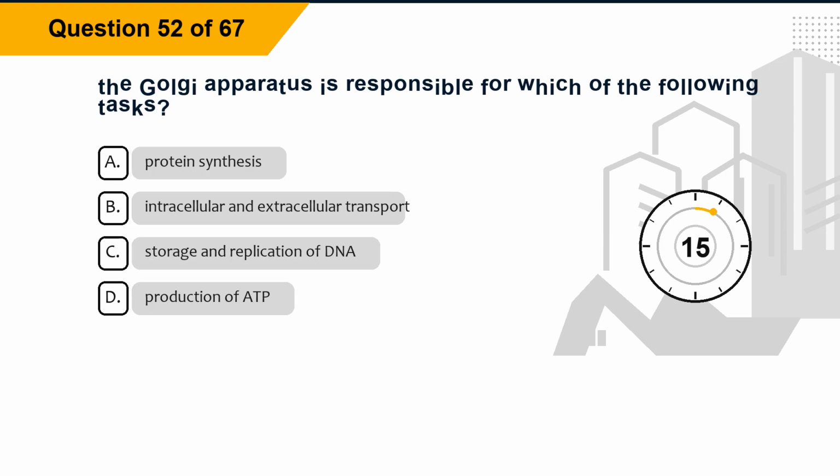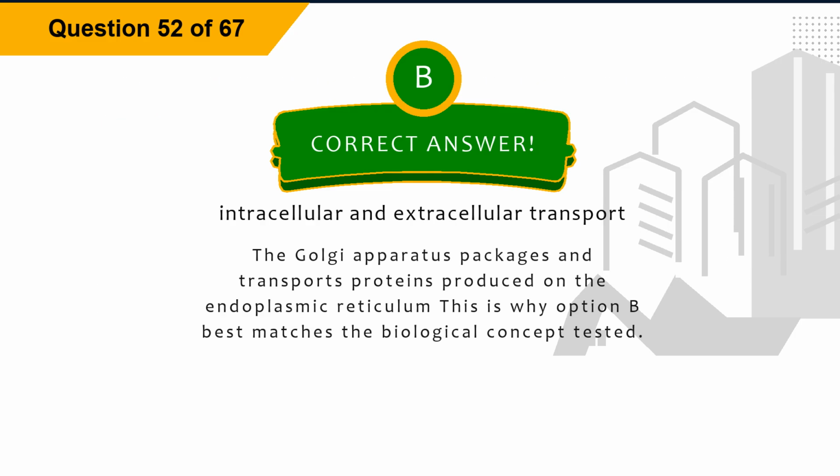Question 52. The Golgi apparatus is responsible for which of the following tasks? Option A, protein synthesis. Option B, intracellular and extracellular transport. Option C, storage and replication of DNA. Option D, production of ADP. The correct answer is option B, intracellular and extracellular transport.